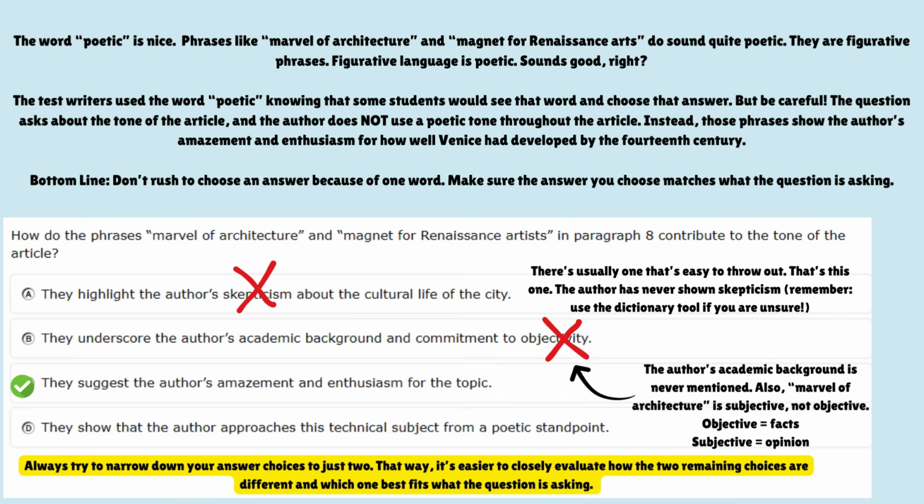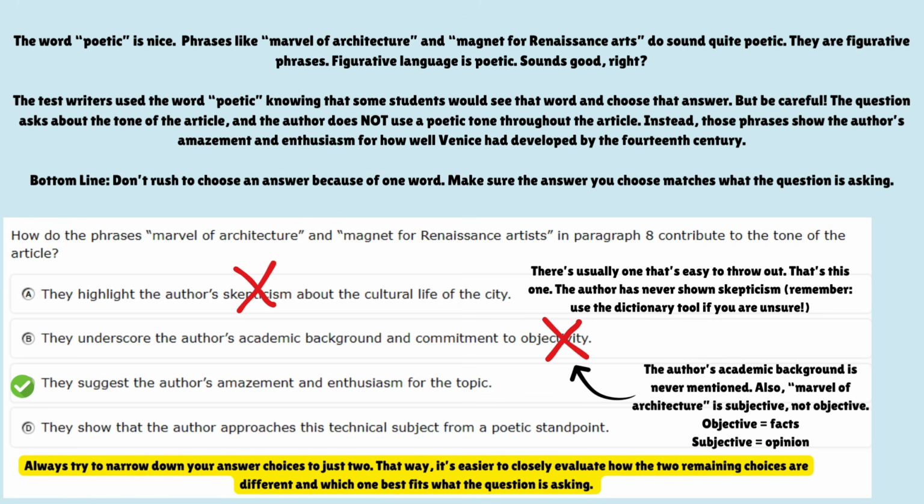So we eliminated answer choice A. They highlight the author's skepticism about the cultural life of the city. And notice that I put the red X specifically over the word skepticism, because there's always one easy one to throw out, and that's this one. The author has never shown skepticism in the article at all. That's never been part of it. And if you don't know what skepticism means, remember, use the dictionary tool to your advantage. That is why it is there. Skepticism basically means that you have a hard time believing something, and the author has never suggested that at all.